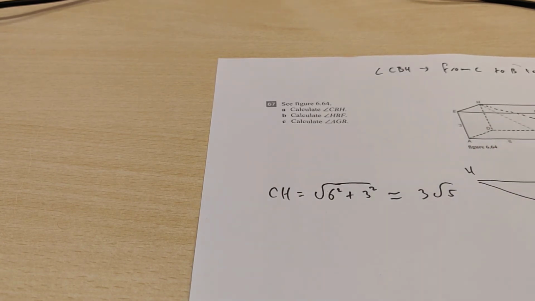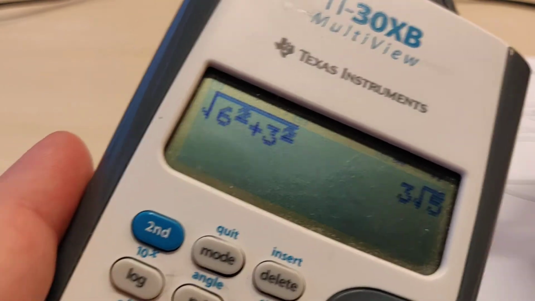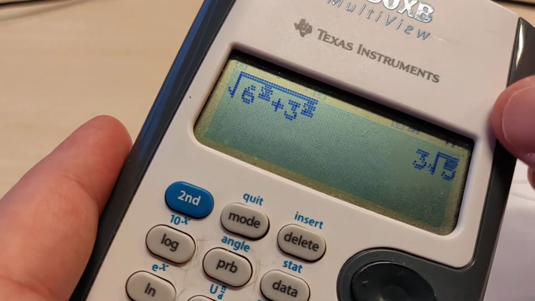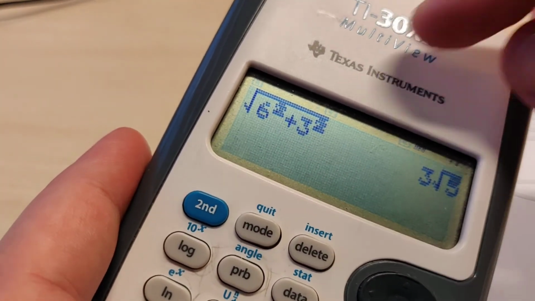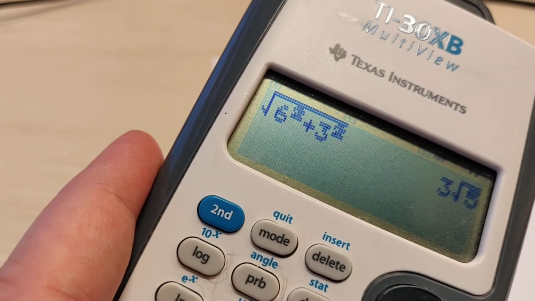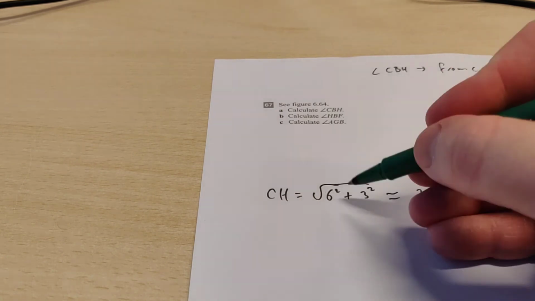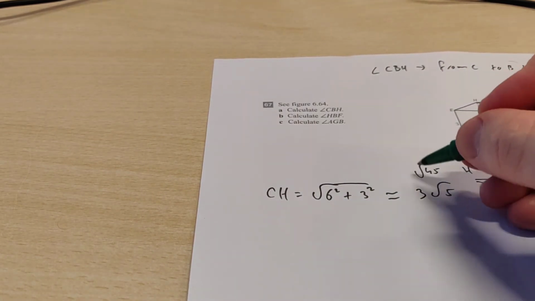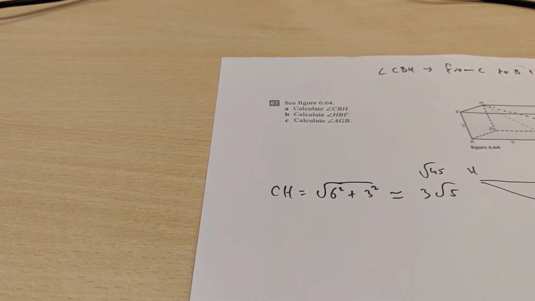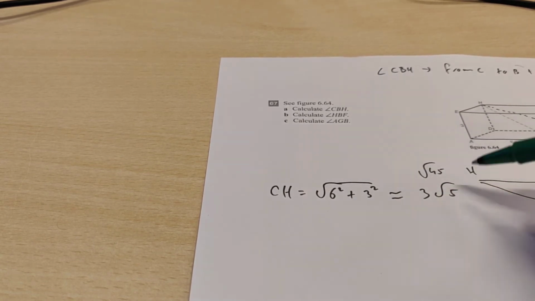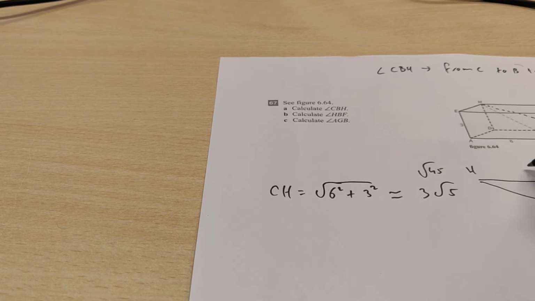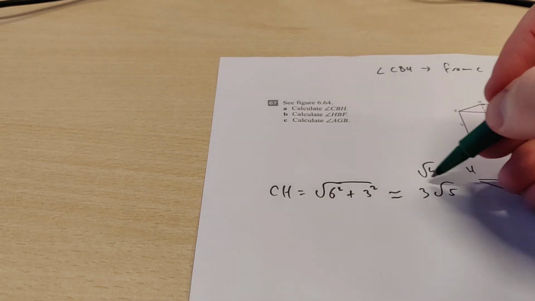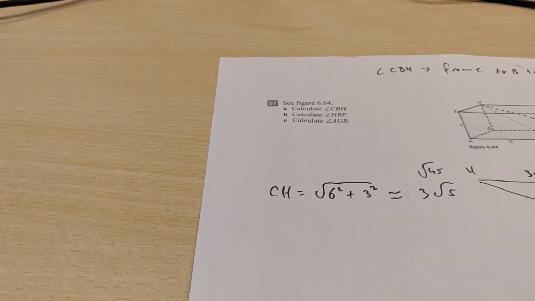If you have a different calculator that gives you a decimal number, you try to use as many decimal places as possible, but you can also calculate what 6 squared plus 3 squared is inside the square root and just keep that here, because this is 36 and this is 9. So you can write down the square root of 45 and use that in your next calculation instead of simplifying it. Okay, so we know that this is 3 times the square root of 5, or the square root of 45 if you prefer to use that.